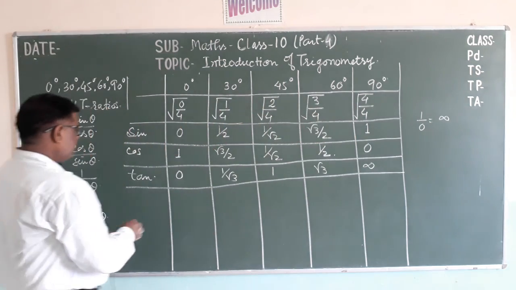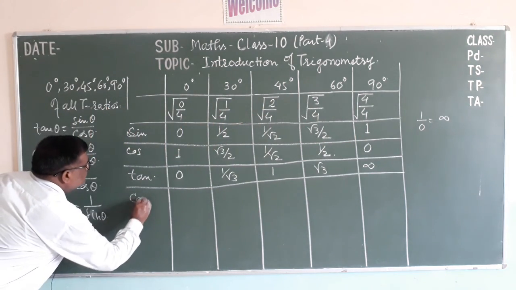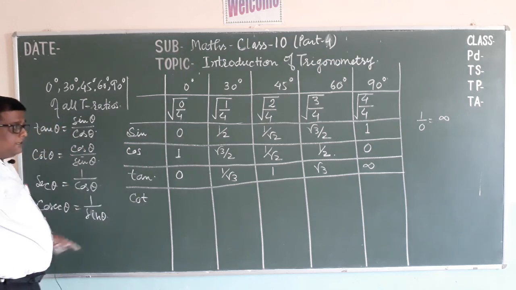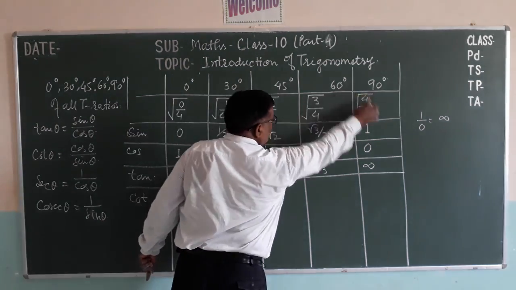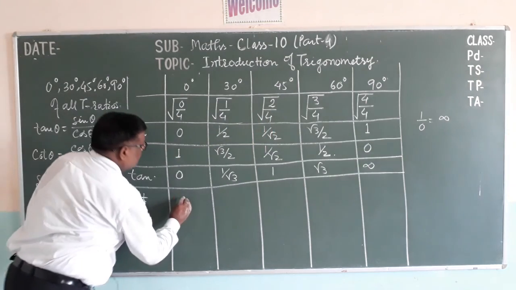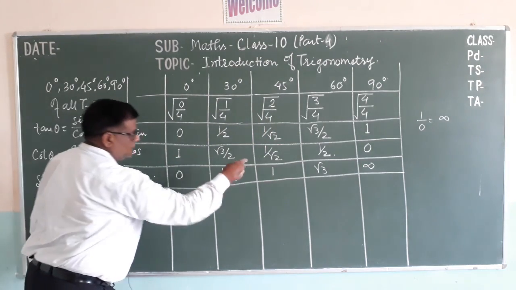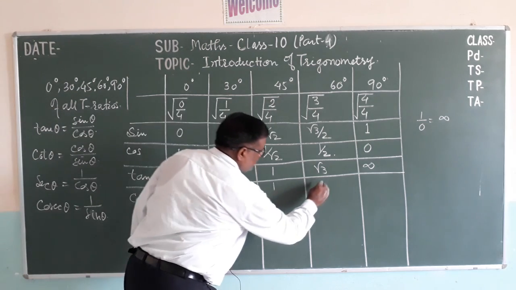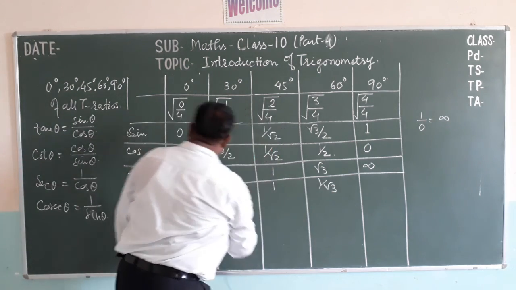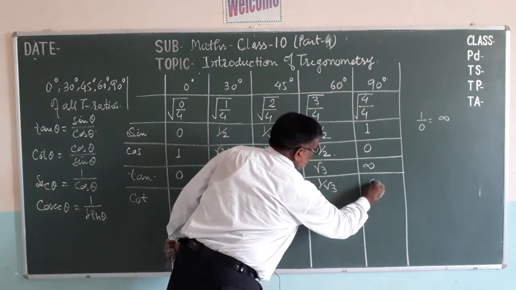In case of cot, it is the reverse of tan, so the values run from 90 degree to 0 degree: infinite, root 3, 1, 1 by root 3, and 0.